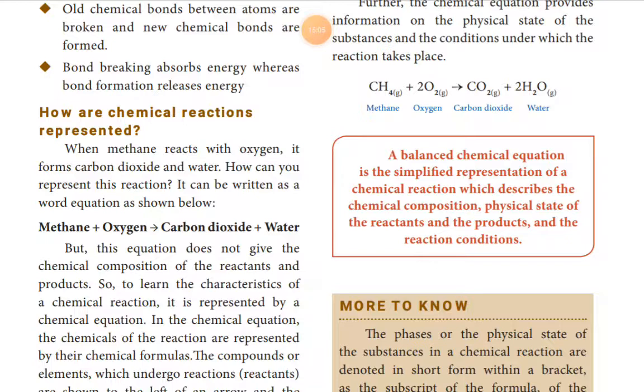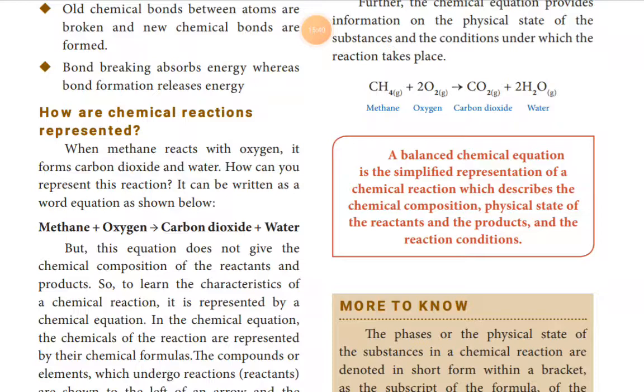Methane burns in the presence of oxygen and gives carbon dioxide and water. So methane and oxygen are the reactants in this reaction, because methane and oxygen are taking part in the reaction. The substances which are taking part in the reactions are called reactants. So what are the substances taking part? Methane and oxygen. These are the reactants. And what are the products formed? Carbon dioxide and water.